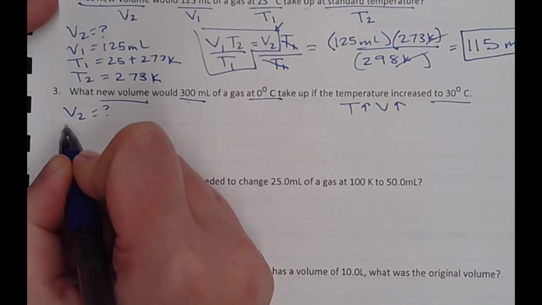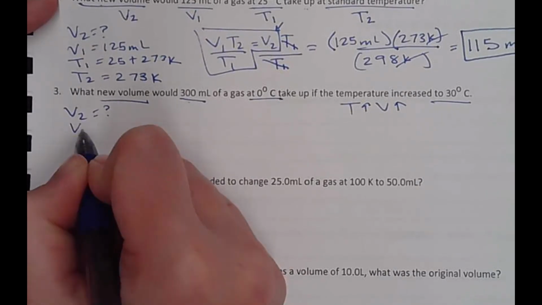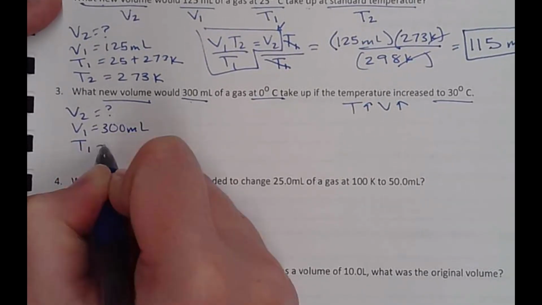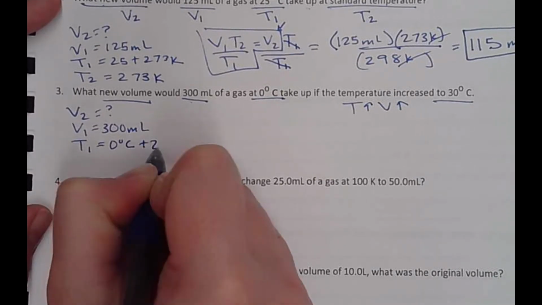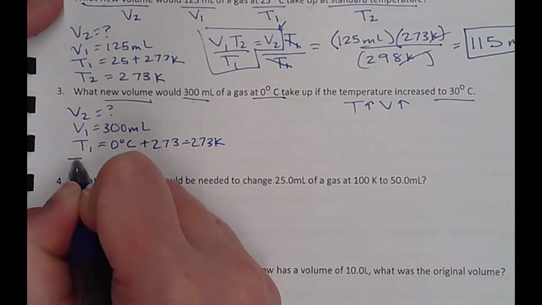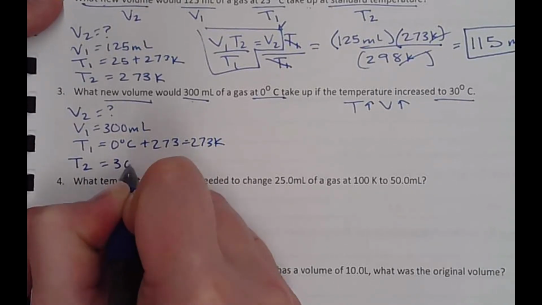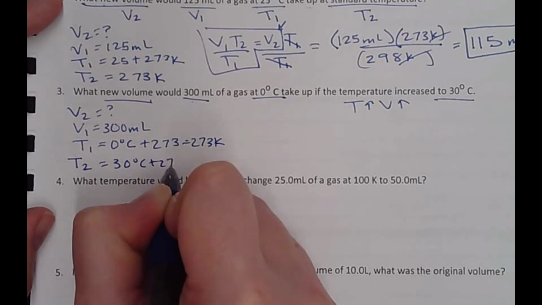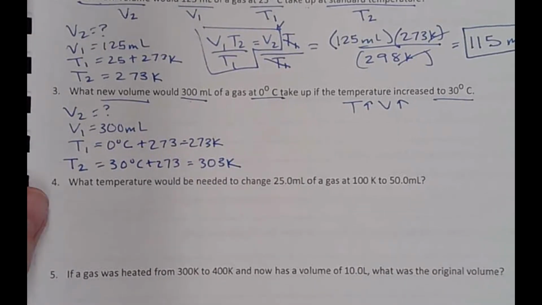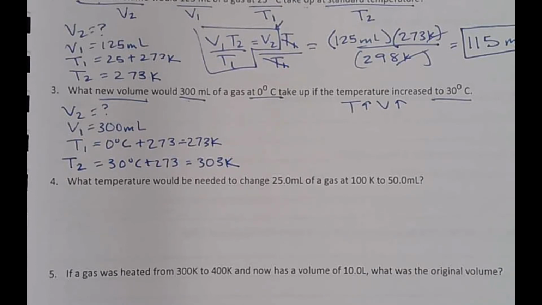My initial volume is 300, and it's at a temperature of 0 degrees Celsius. So I'm going to add 273 to that, which is 273 K. And then my new temperature goes up by 30. So 30 plus 273 is 303 Kelvin. So there's my variables. Now I'm going to use the equation.